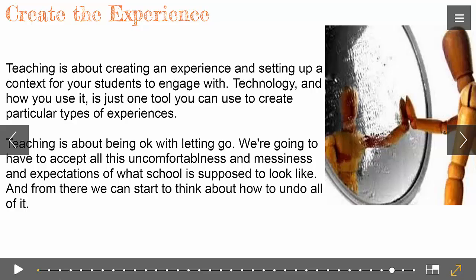So we're going to accept all of this uncomfortableness and messiness and expectations of what school is supposed to look like. And from there, we are going to start to think about how to undo all of that.